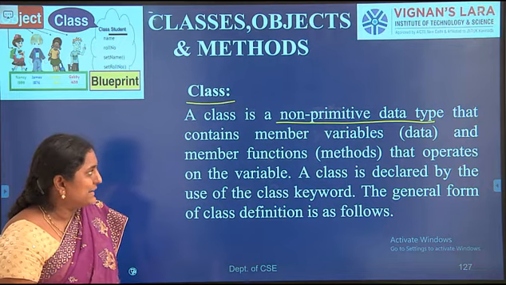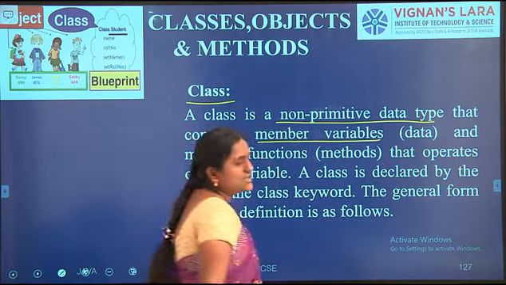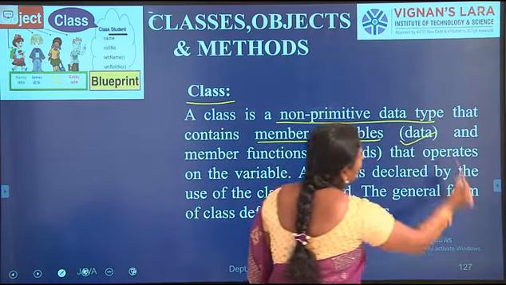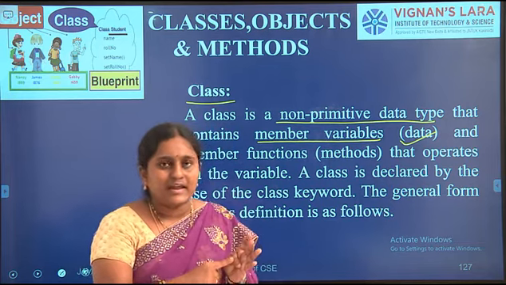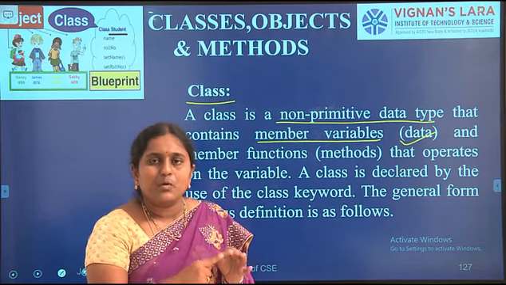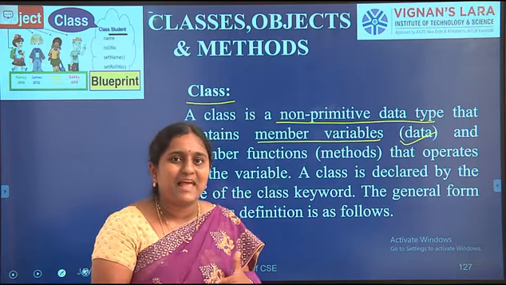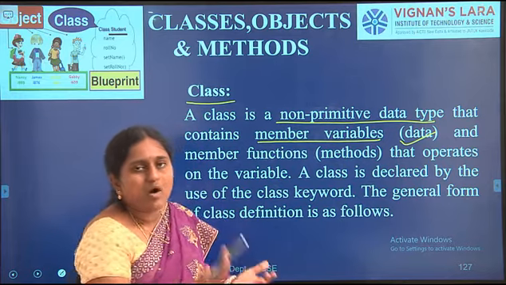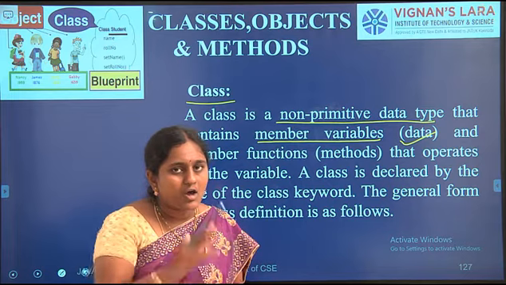Class contains member variables. Member variable is nothing but a data part of the application. Data, member variables, properties, all are the same. We can call them by any name. Member variables, data, or properties.